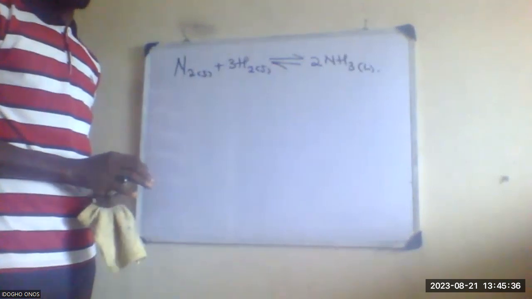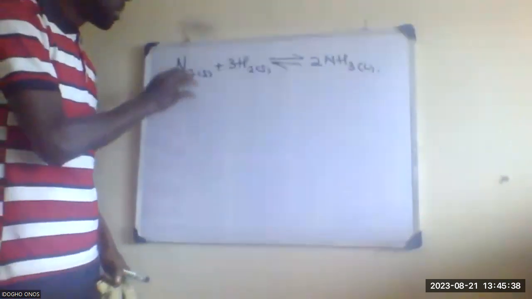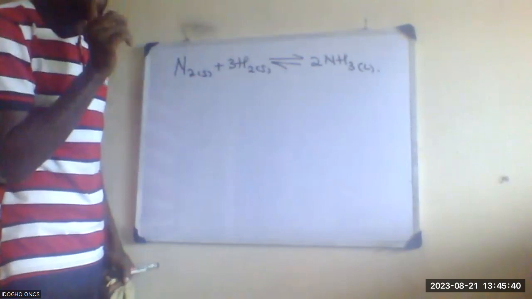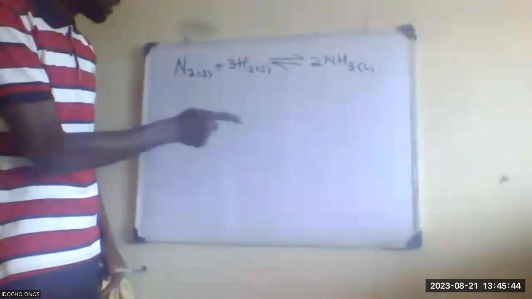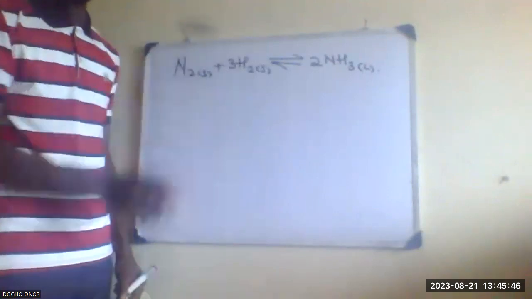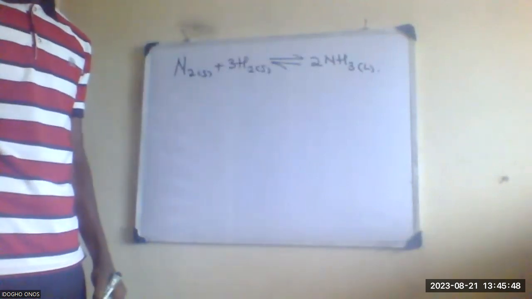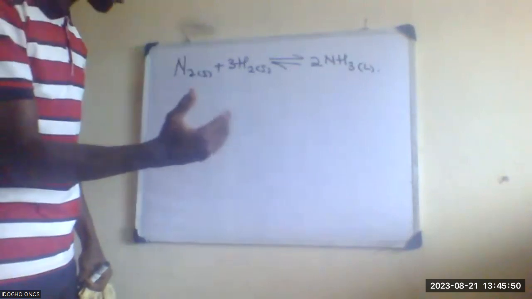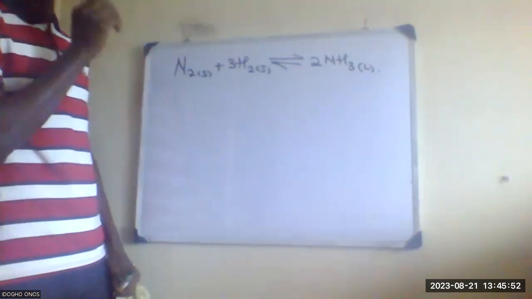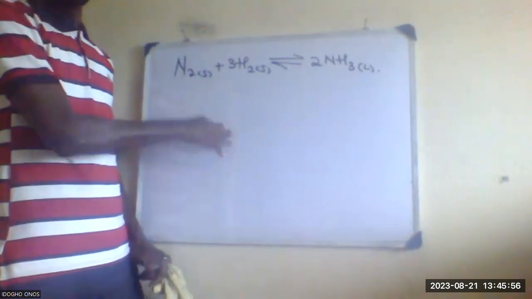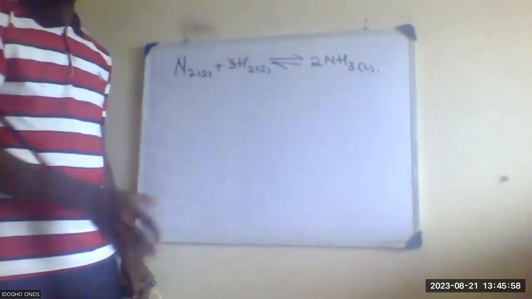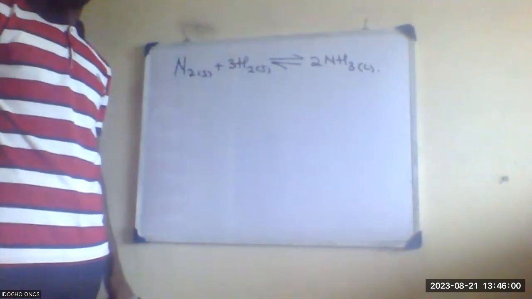Come again. Remember we said the first one was that a change in pressure is only applicable when there are gaseous reactants or products. Now the opposite to that statement is this: if there are no gaseous reactants or products, a change in pressure will not affect equilibrium position.